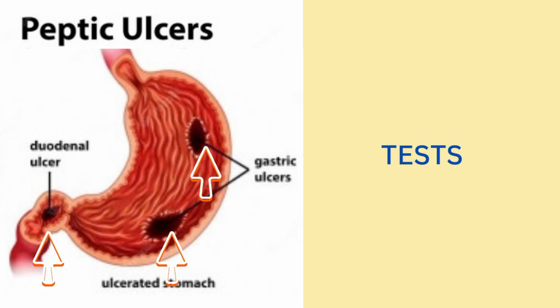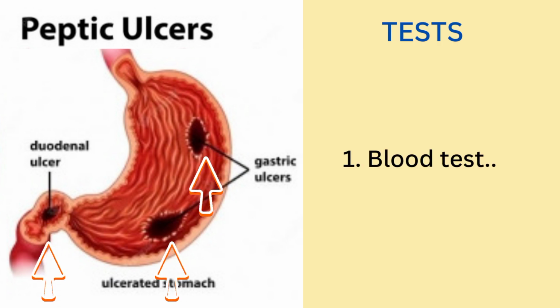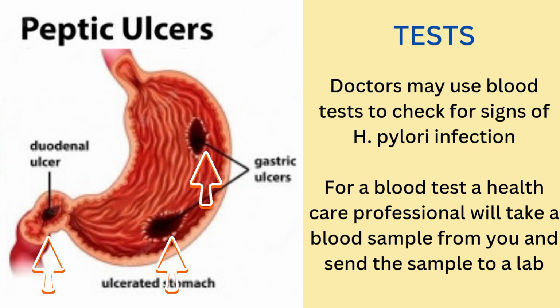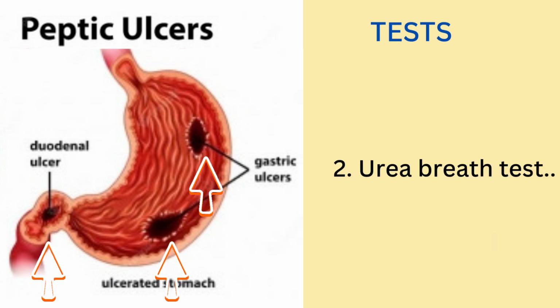Let us discuss what tests are available to diagnose this condition. The first one is the blood test. Doctors may use blood tests to check for signs of H. pylori infection. For a blood test, a healthcare professional will take a blood sample from you and send the sample to a lab.